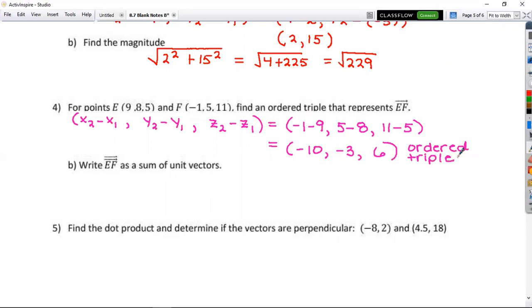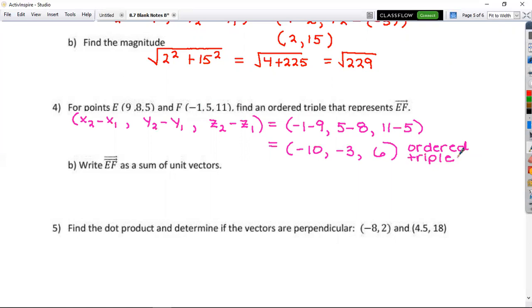Now letter B says to write it as the sum of unit vectors instead. Did yours print with 2 vectors over it? I'm sorry. Or is it just one? Okay, that's what it should have been. It looks kind of weird on mine up here. That's weird. I didn't think yours printed that badly.